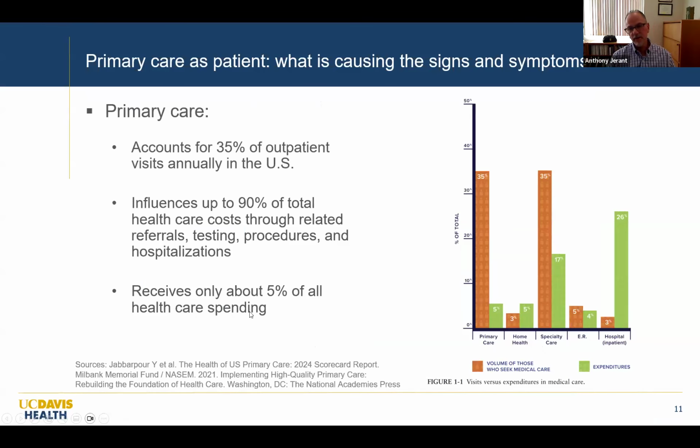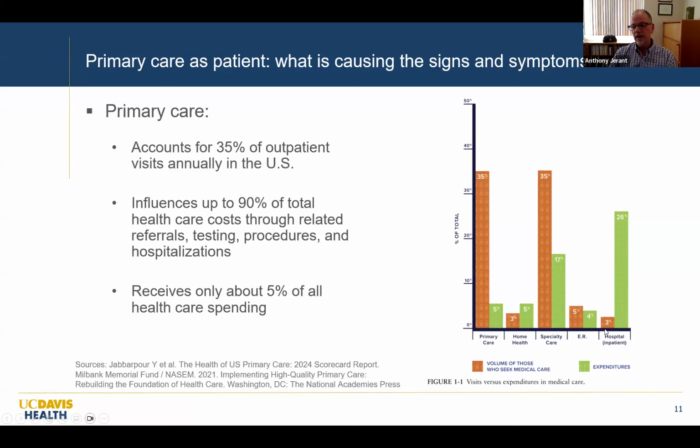So what's the root cause? I'm sure there's more than one, but a big factor is that although primary care accounts for 35% of outpatient visits in the US, and influences the majority of other costs, because this is where the chain starts, we only get, depending on which definition you use, and I'm not going to get too much into that here today, but we could always talk about it in the questions, only about 5 to, if you look at a more expansive model of primary care, close to 10% of all healthcare spending. But again, that's very disproportionate to the amount of contacts we have.